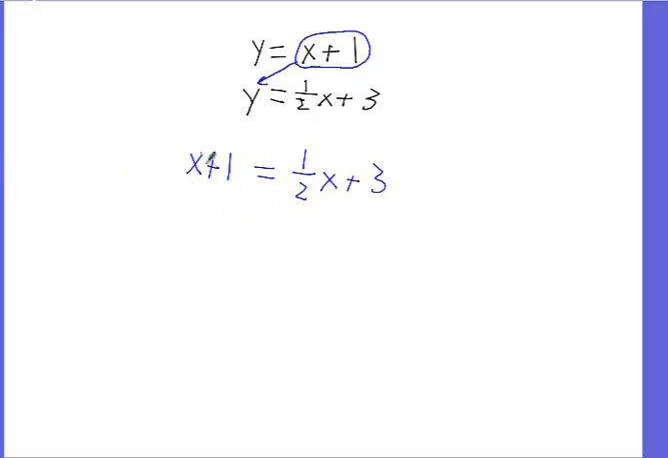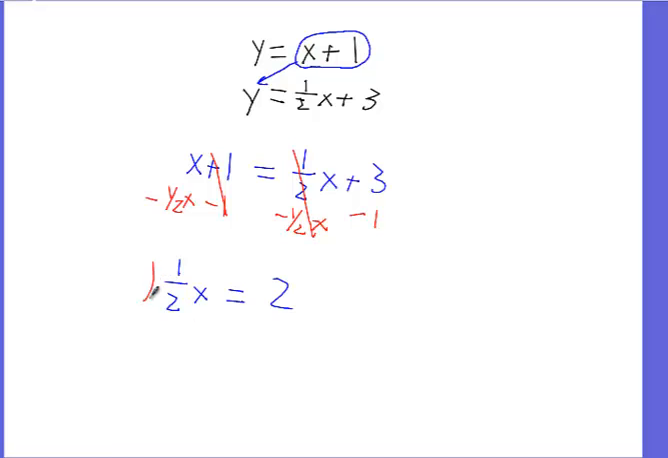So I'm going to move this 1/2 x to the left, the 1 to the right. I'm going to subtract 1 from both sides. Subtract 1/2 x from both sides. Again, if you have to do this in 2 steps, that's fine. So that cancels, that cancels. X minus 1/2 x leaves us with 1/2 x. 3 minus 1 leaves us with a 2. So now we know that 1/2 x is equal to 2.